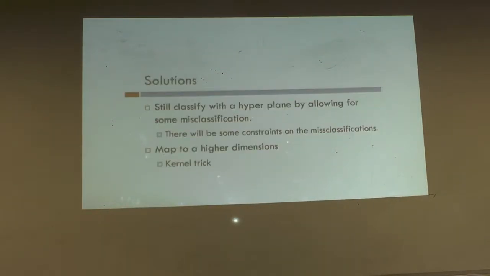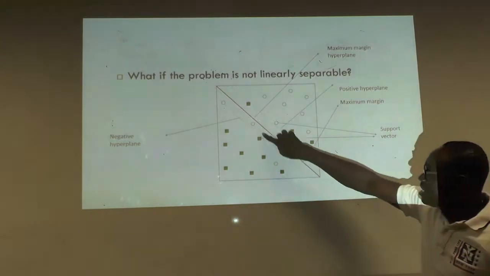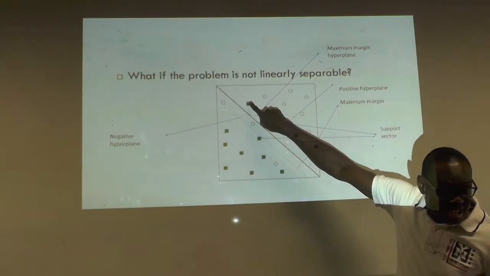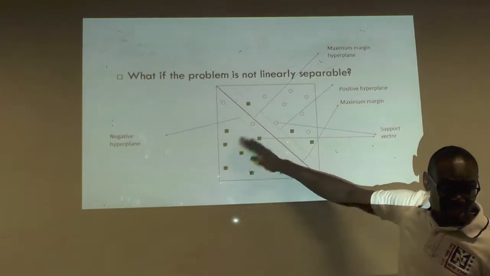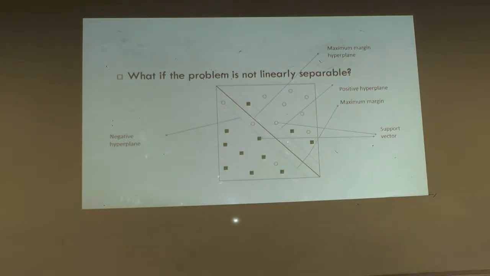Okay. Now, I say still classify, because we are debating on which solution, A or B, will be the right one. Still classify with a hyperplane by allowing for some misclassification. There will be some constraint on the misclassification. That's correct. It doesn't mean, let me go back, it doesn't mean that you pick up your support vector. Remember, this is a misclassification, but this is the optimum point where you can get your support vector. We still get noise here. That's noise, because it is supposed to be in this class, down here, not here, but we still find it. But if you find the optimum, then that's what we're talking about.